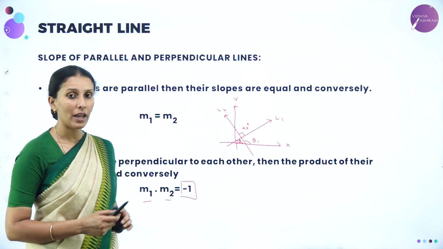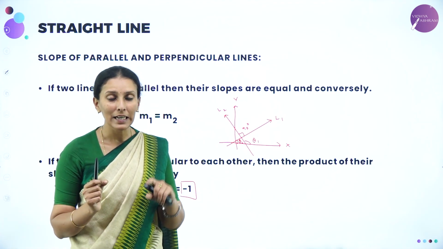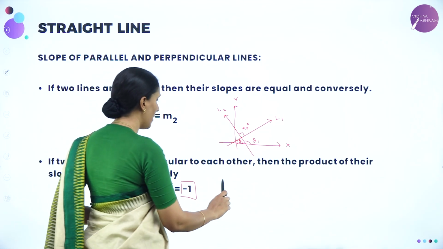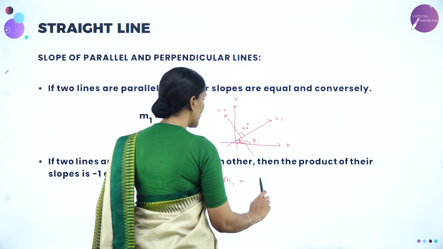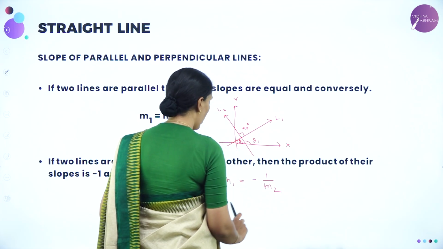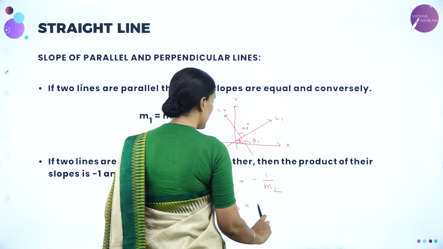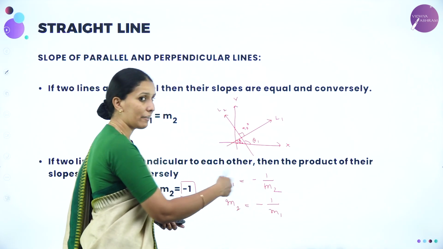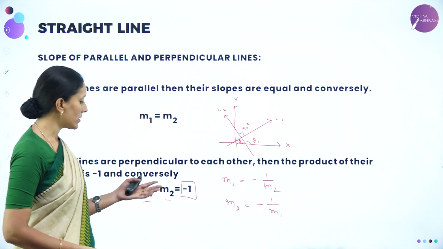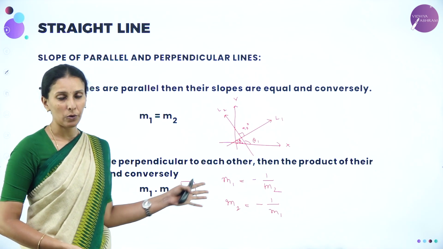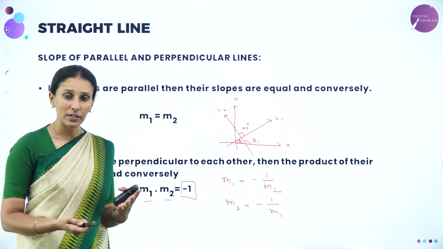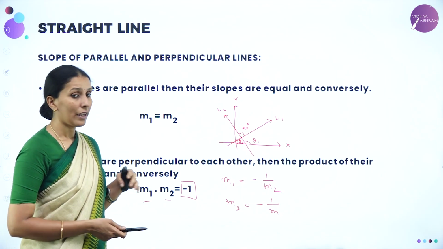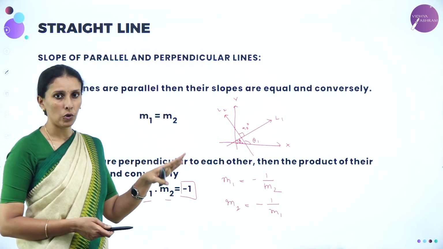Or we can also say the slope of one line is the negative reciprocal of the other. That means if you want m1, then it is -1 by m2. Or if we want m2, then it is -1 by m1. That is, they are negative reciprocals of each other, or simply we can say the product of their slopes is equal to -1. Similarly, we can also state the two statements in the converse form: if the lines are parallel, then their slopes are equal.